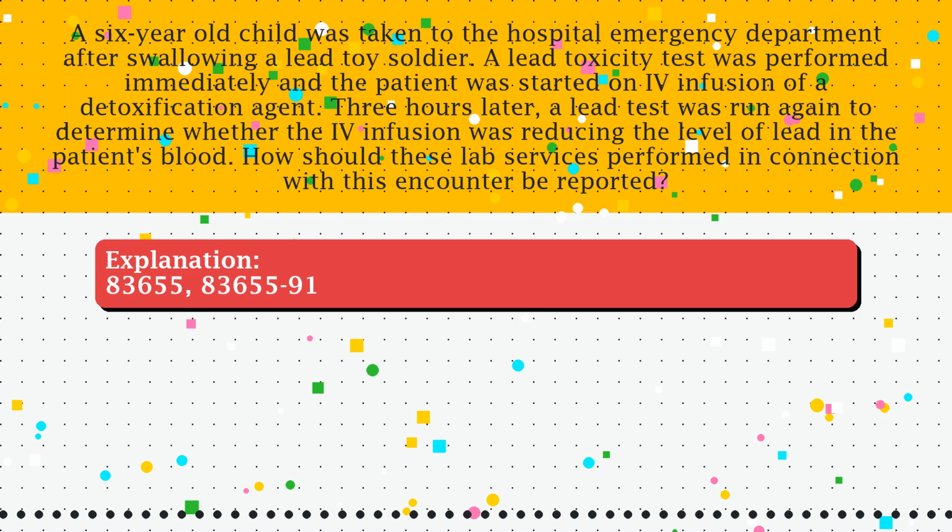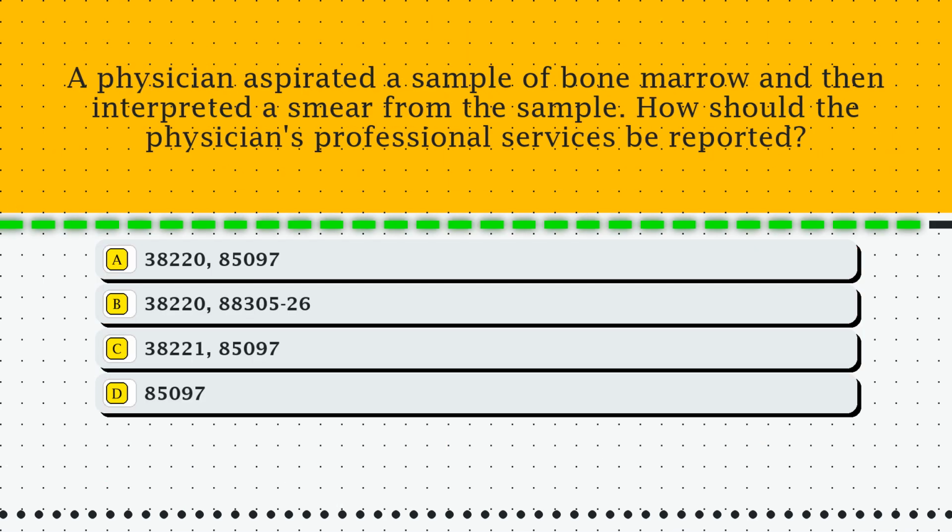Question 128. A physician aspirated a sample of bone marrow and then interpreted a smear from the sample. How should the physician's professional services be reported?